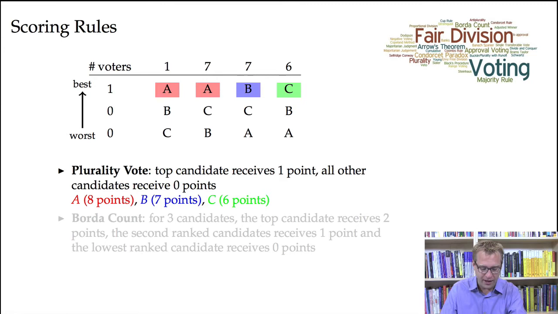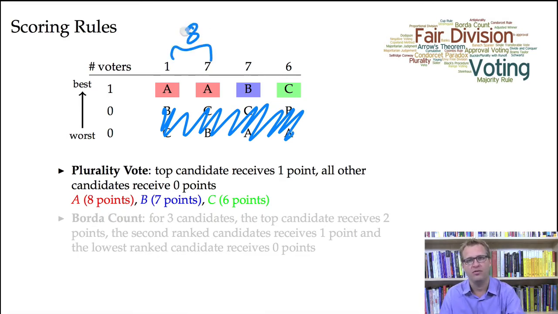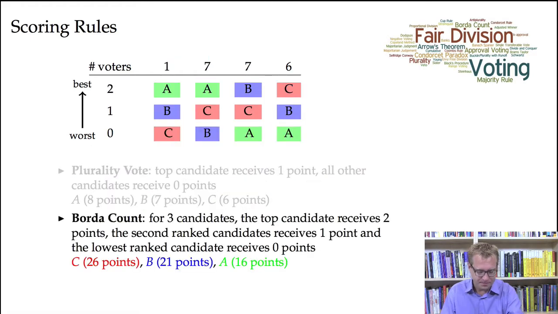So for plurality, it's easy to calculate the winner. You essentially ignore all of the lower ranked candidates, and we see that candidate A gets a total of 8 points, and so should be declared the winner. Coming in second place is B with 7 points, and finally C comes in last with only 6 first place votes. What about Borda count?